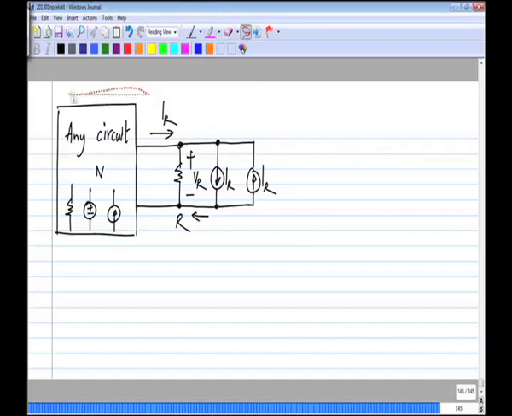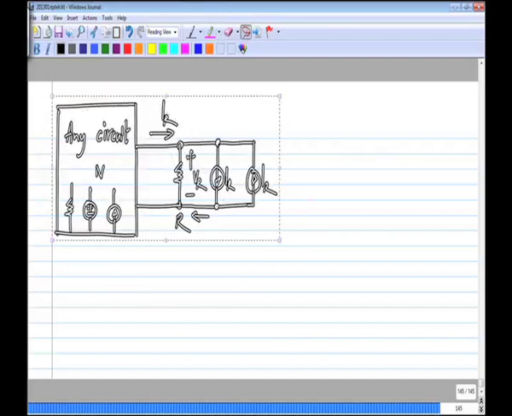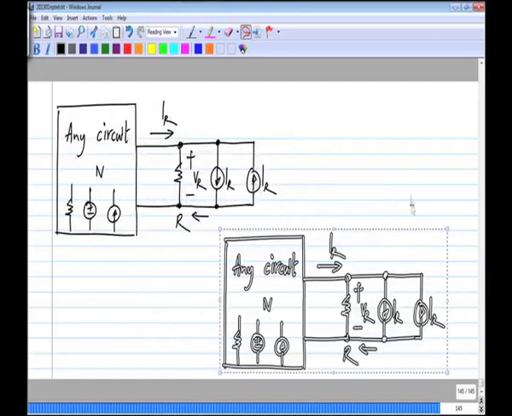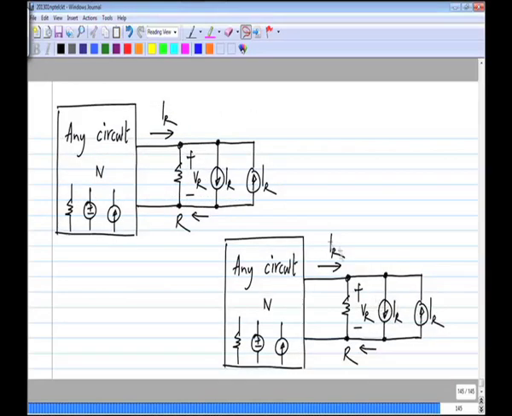Now what I'll do is I will just interchange the positions. You see that this resistor, this current source and that current source are in parallel. I will put this current source on the left side and the resistor in the middle.